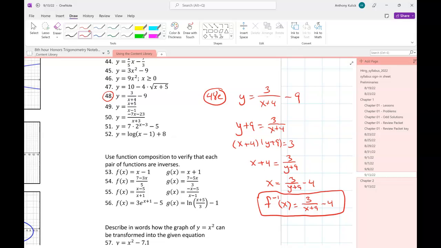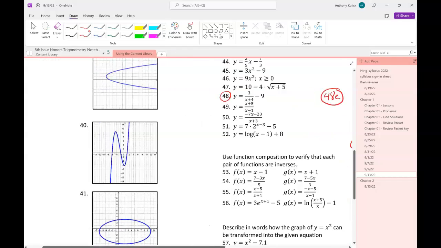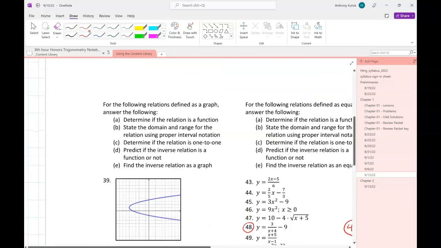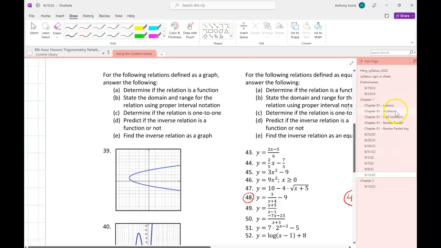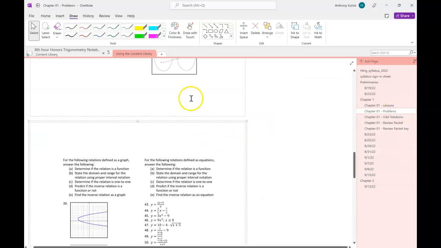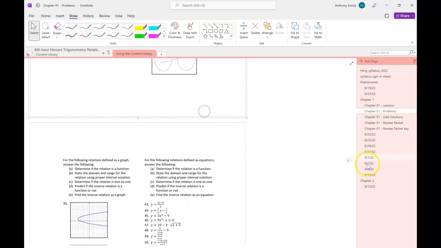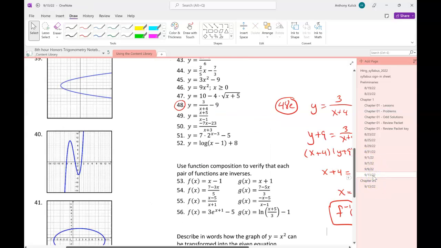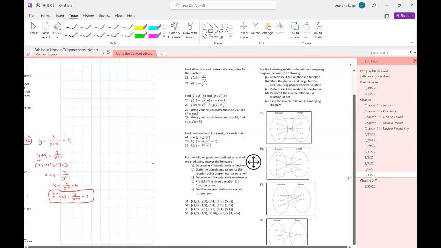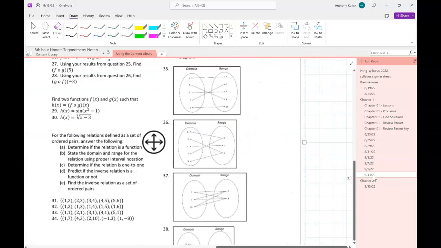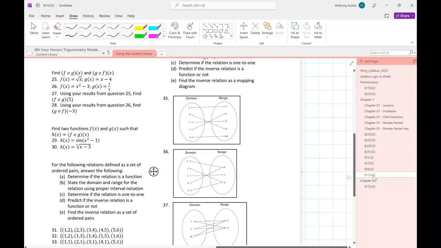Others? Yes, Katie. For 37B. Do I need a new page? Yup. That's okay. 37B. Okay.